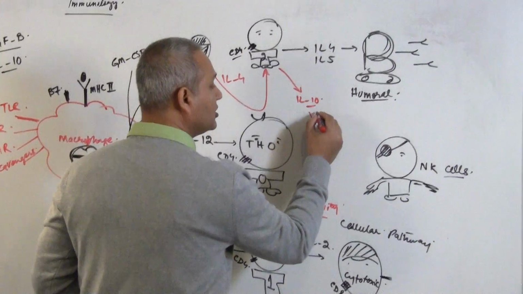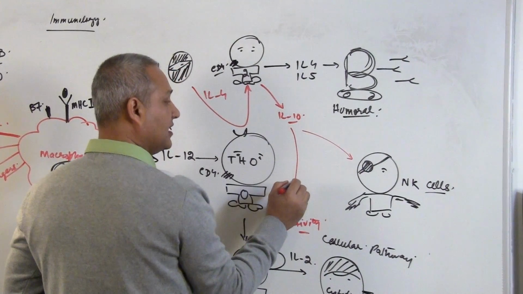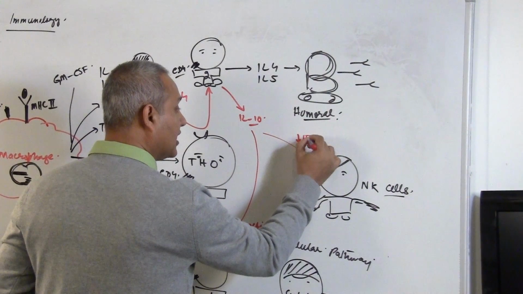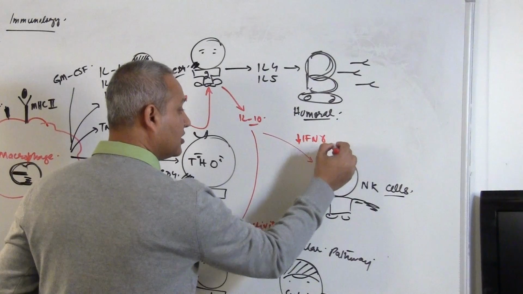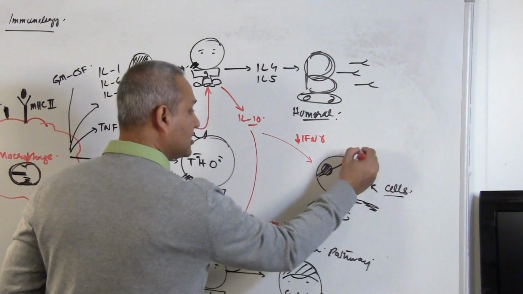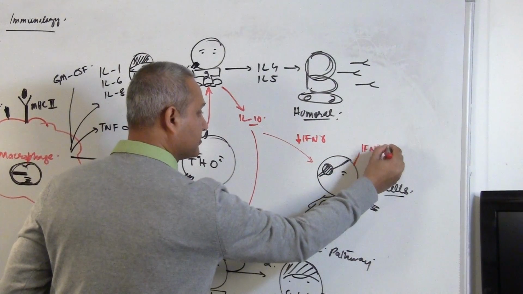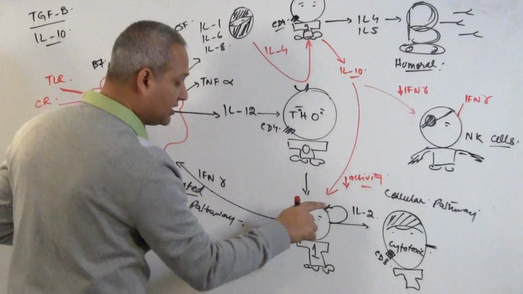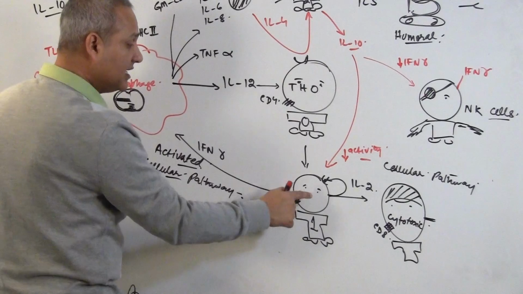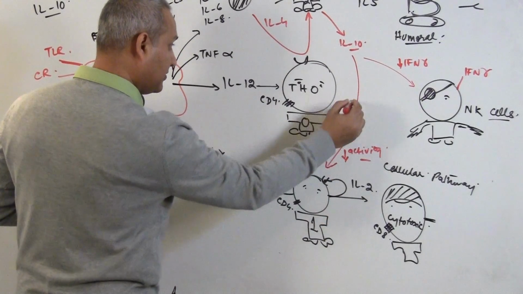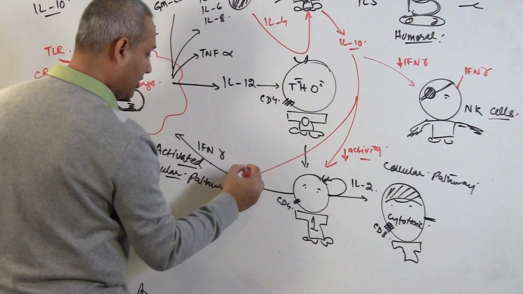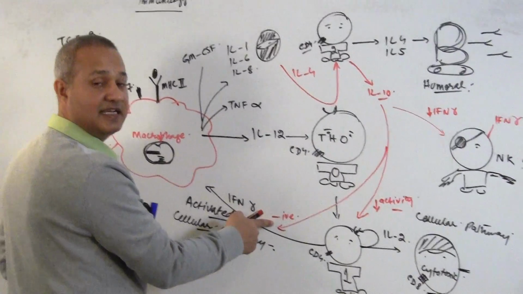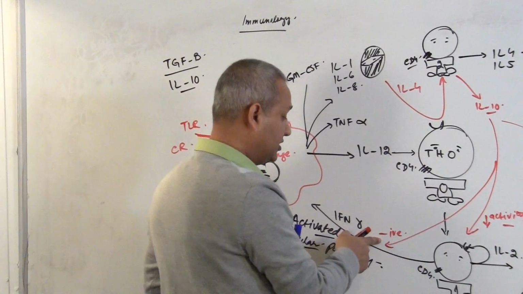Interleukin 10 also acts on the natural killer cells, and what it does is it reduces the interferon gamma production from the natural killer cells. Natural killer cells produce interferon gamma. So that is a second. Now in the case of the helper 1 cells, it does the same thing to interferon gamma. This is the negative effect here as well. Interferon gamma secreted by the T helper cell is also reduced.